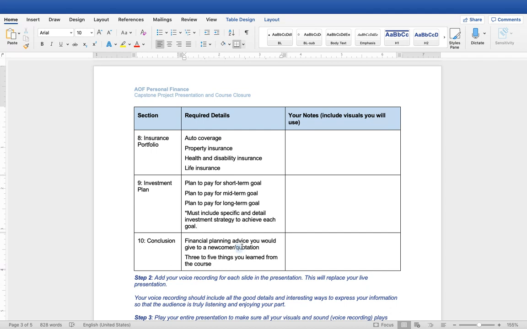And then also put your favorite quote. What quote do you like that means something, that represents you and your future and your goals? And last, 3 to 5 things you learned from this course. What are 3 to 5 things that you learned from personal finance class? That should be in your conclusion slide.